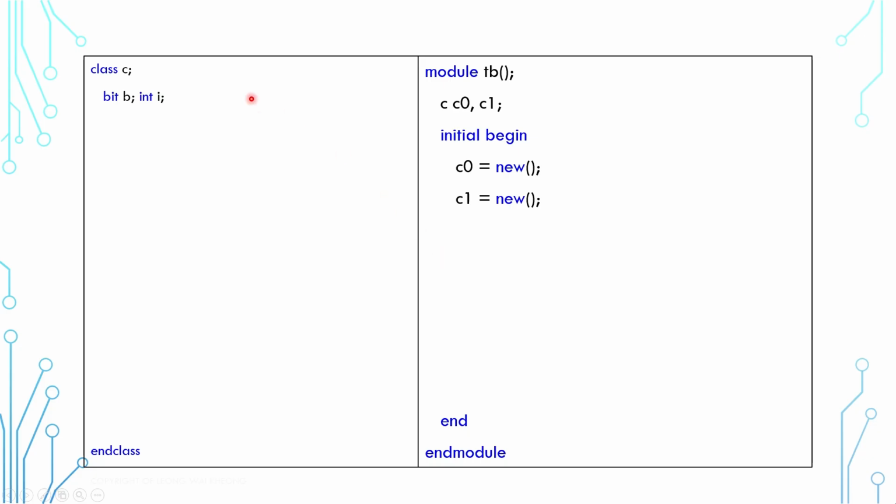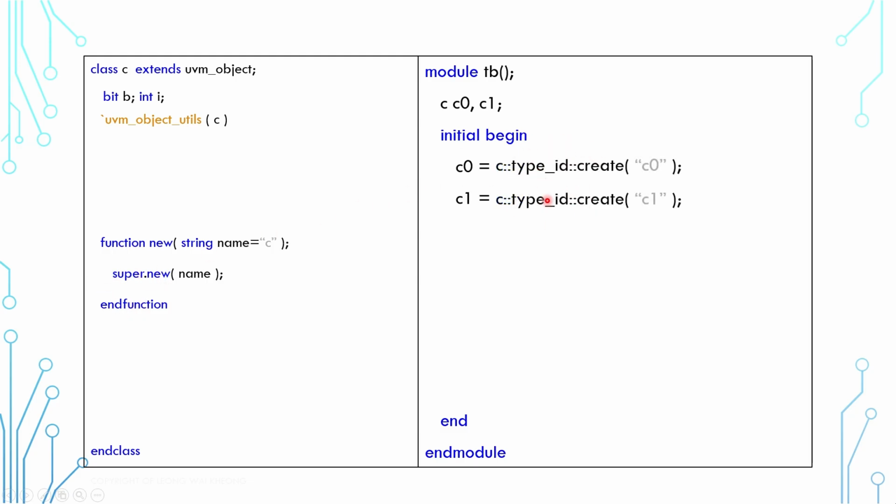Alright, now let's see how to do this with the UVM. First, we need to extend this class to uvm_object, and then we need to add in this uvm_object_utils macro and a constructor. And we need to use this create function instead of the original new constructor. And do check out this UVM factory video if you are not familiar with this.